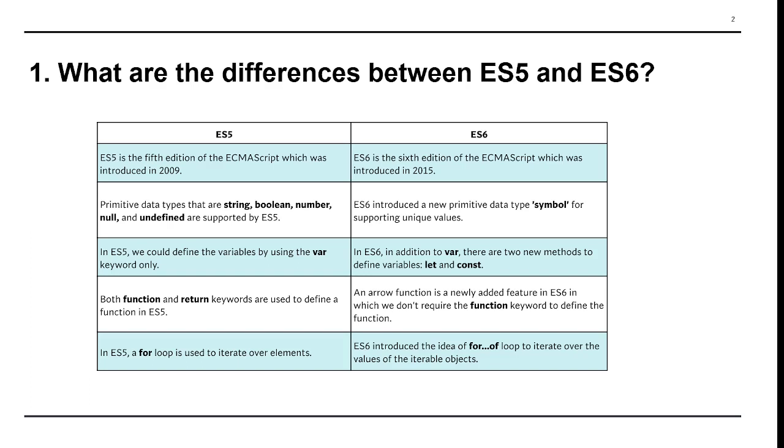In ES5, we could define the variables by using the var keyword only. In ES6, in addition to var keyword, there are two new methods to define variables, which are let and const. Both function and return keywords are used to define a function in ES5. An arrow function is a newly added feature in ES6 in which we don't need the function keyword to define the function. In ES5, a for loop is used to iterate over the elements. ES6 introduced the idea of for-of loop to iterate over the values of the iterable objects.